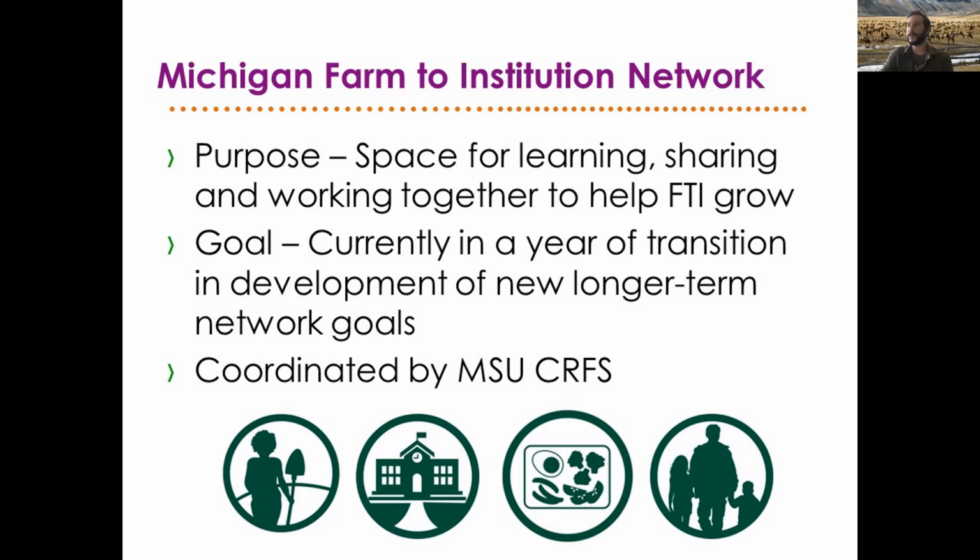So just to provide some background on the Michigan Farm Institution Network, the purpose of the network is to be a space for learning, sharing, and working together to help farm to institution grow here in the state of Michigan. We are currently in a transitional period for our goal. We had been working towards the goal of 20% local sourcing by the year 2020, and now that we are in the year 2020, we are working on developing our new goal to be working towards as a network and as a project. We're gathering feedback currently from our network members, from supporters, and from our coordinating team to better understand what that goal should look like and how we'll go about setting that goal for the future.